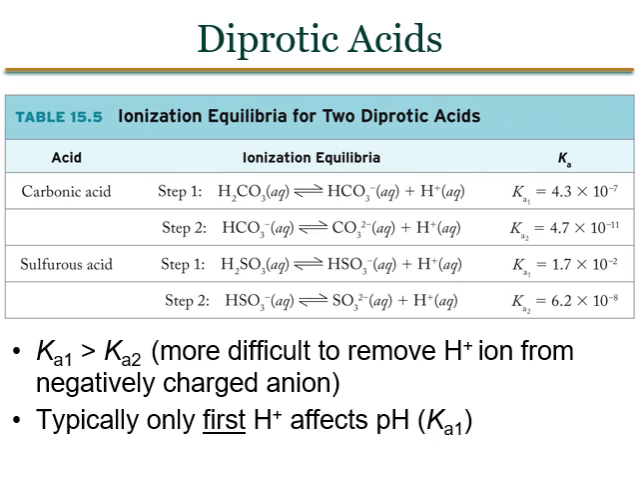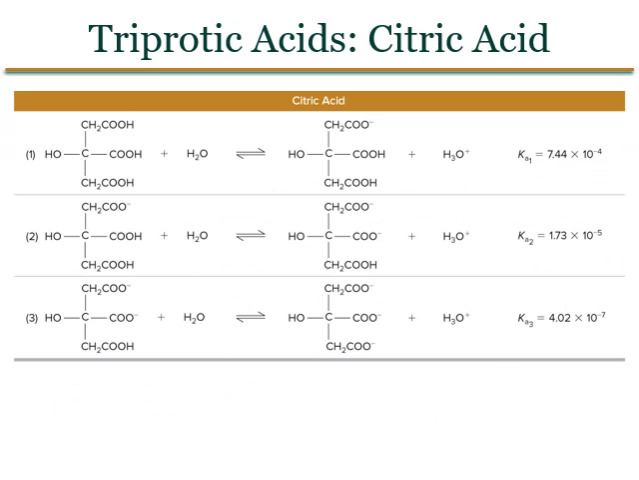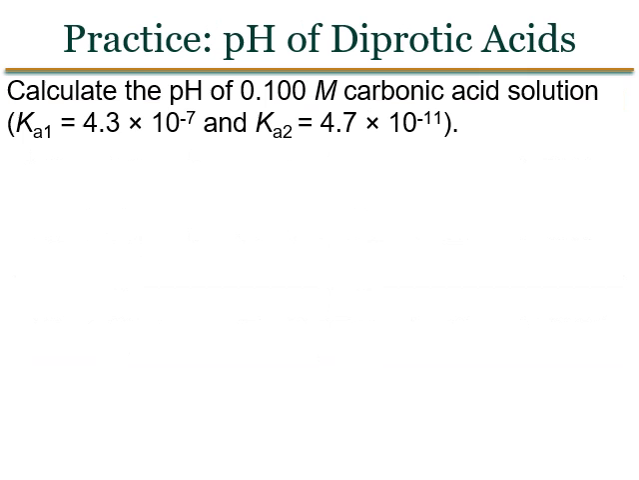So typically only the first H plus affects pH. We can think about that as Ka2 being so small that we are going to have a negligible change. So here's an example of a triprotic acid. This is citric acid, and citric acid has the capability of losing 3 hydrogen ions. So it is what we would call a triprotic acid. Typically, we will just refer to these as polyprotic acids, but if you really want to get specific, we can refer to them using di or tri or however many hydrogens it is that we are losing.